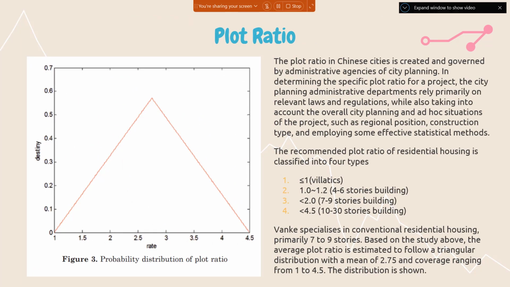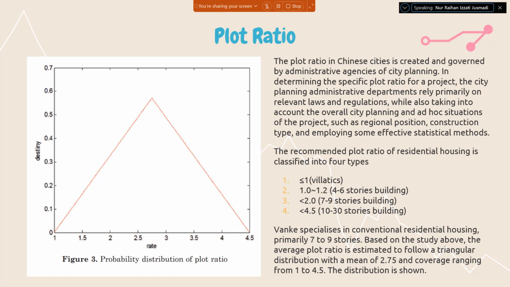Plot ratio. The plot ratio in Chinese cities is created and governed by the administrative agency of city planning. In determining the specific plot ratio for a project, the city planning administrative departments rely primarily on relevant laws and regulations, while also taking into account the overall city planning and ad hoc situation of the project, such as regional position, construction type, and employing some effective statistical method.